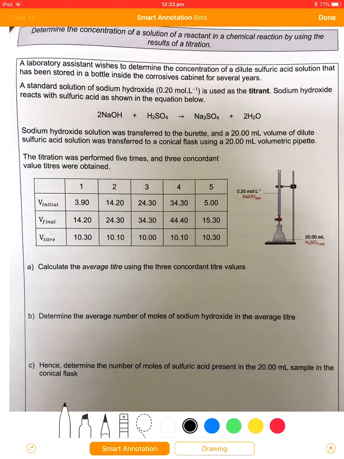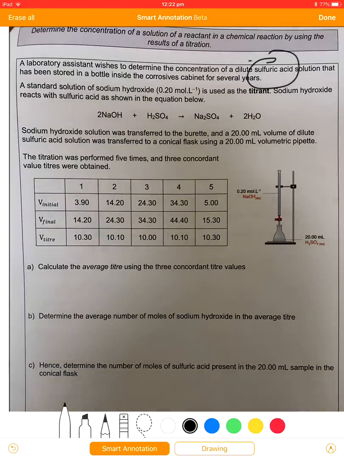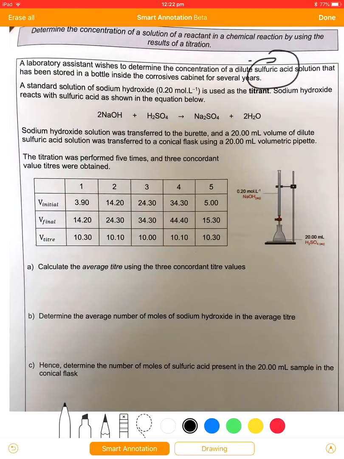Okay, so we're just looking at the titration example question. It's on the second to last page of the preparation booklet. The scenario we're given here is that a laboratory assistant wishes to determine the concentration of an acid, which is sulfuric acid, that has been stored in a bottle inside the corrosive cabinets for several years.